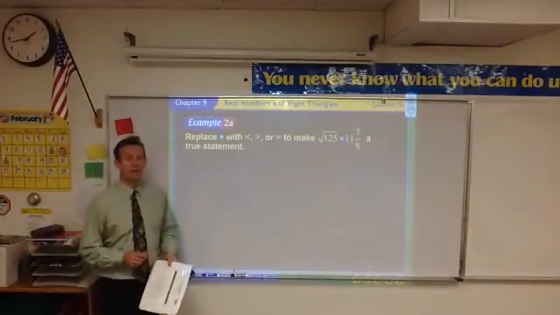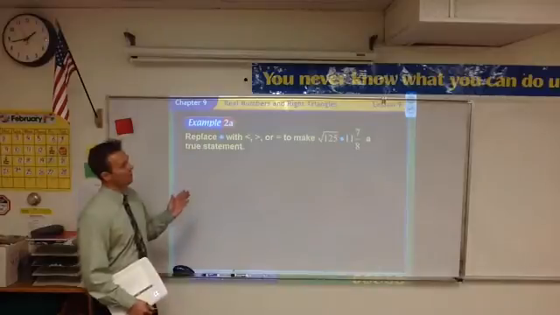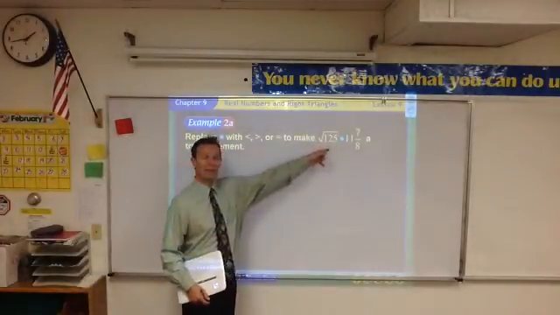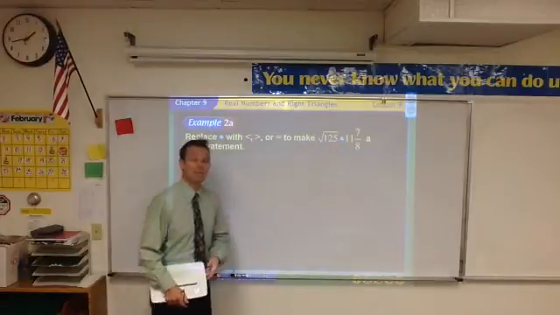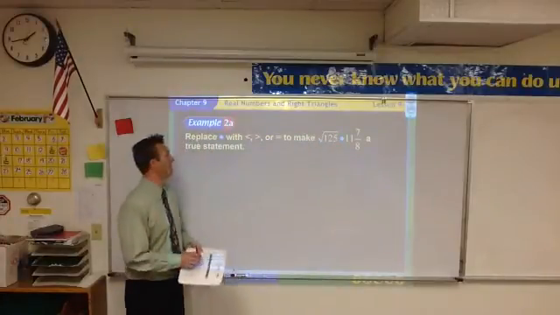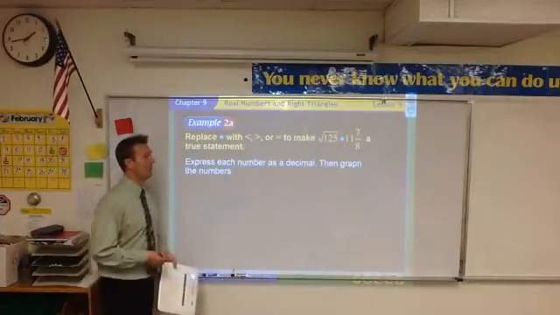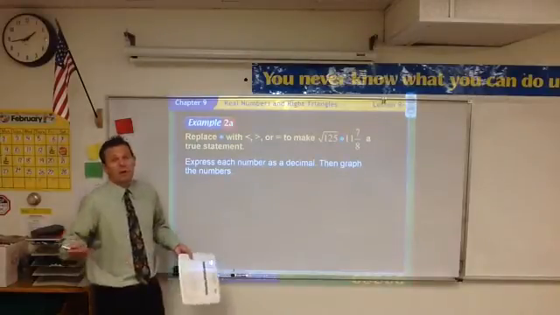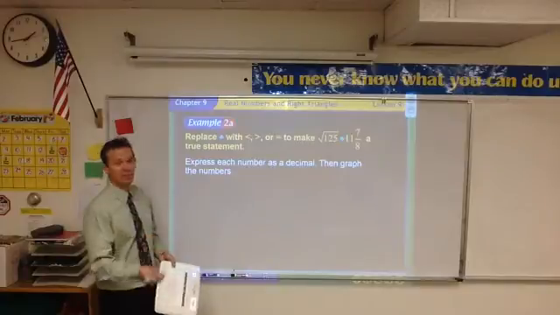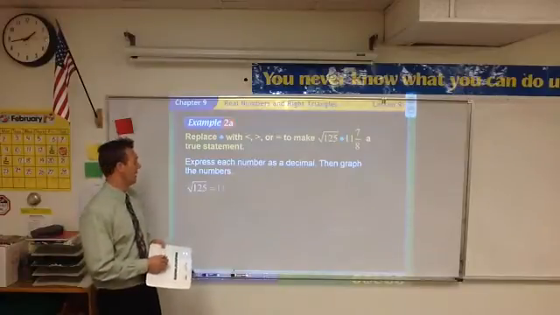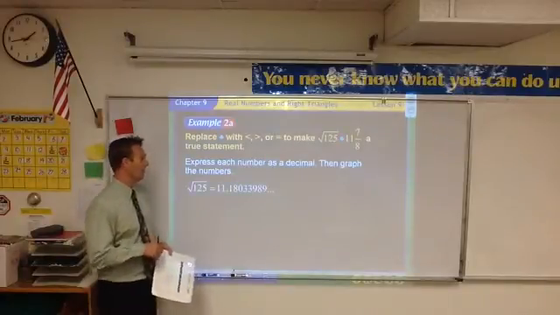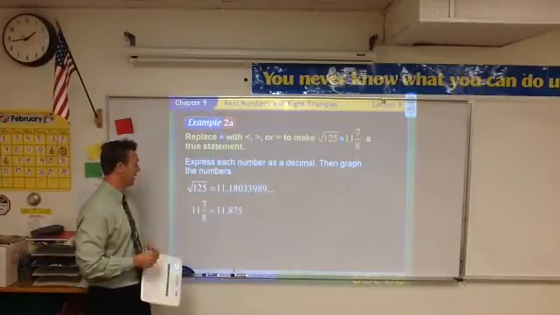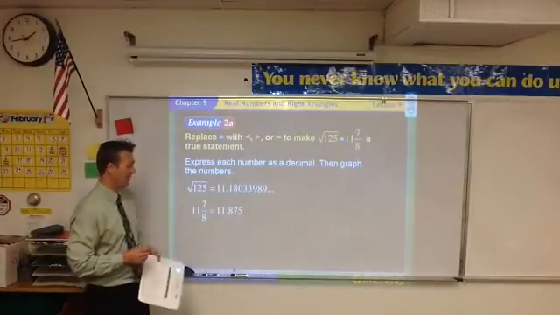So, example 2a. Now we have to decide, the little blue dot, is it greater than, less than, or equal to 11 and 7/8? Well, what we have to do is, we have to change these numbers as decimals, express them as decimals. And then you could graph the numbers if you wanted to, but I think by just looking at them we can figure out what the answer is. So, square root of 125 is 11.18033989, and 11 and 7/8 is 11.875.